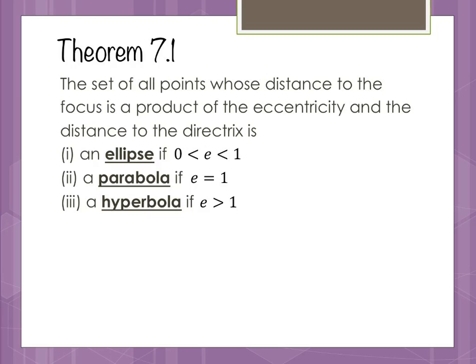We don't have less than 0 because the eccentricity is actually defined to be something related to distance. So there's no negative distance, and we don't have that possibility. Any other questions?